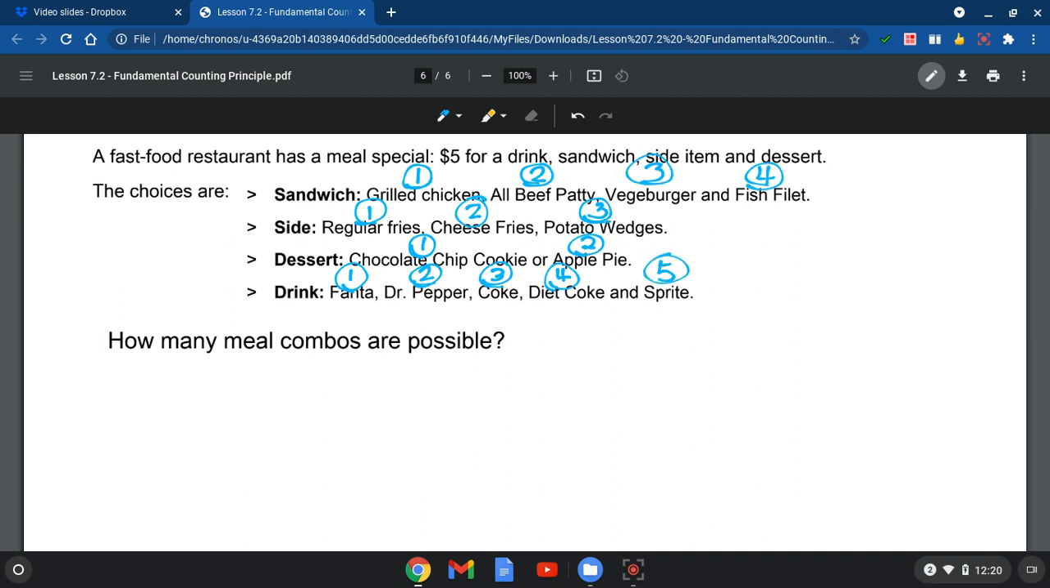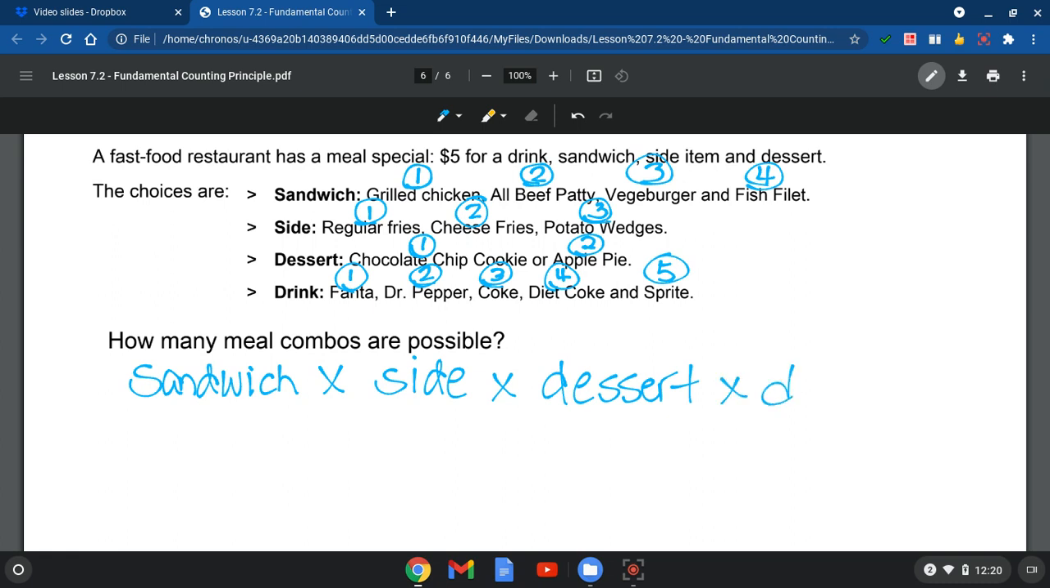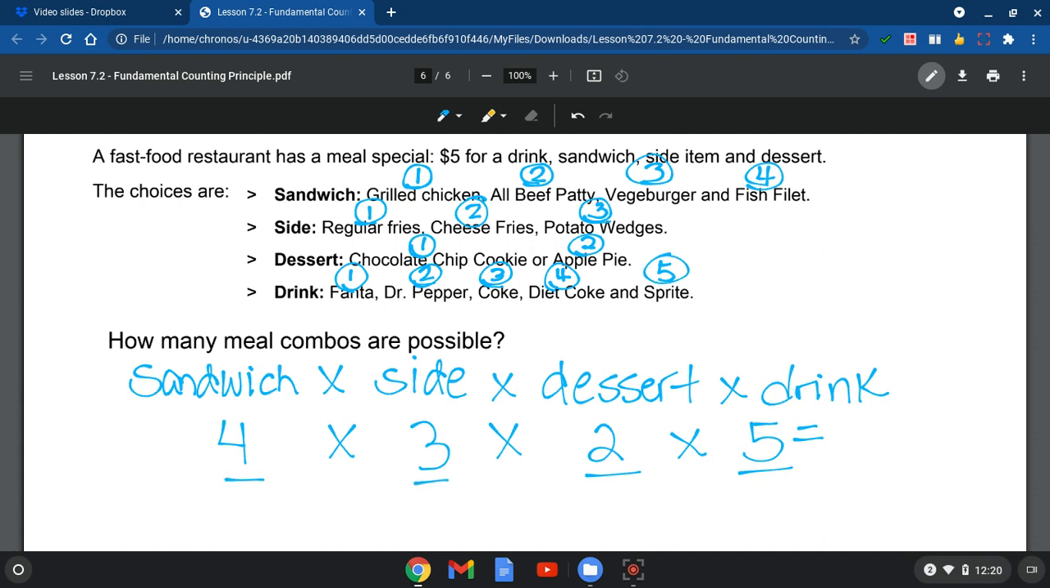So let us multiply each of these. We will multiply the sandwich times the side times the dessert times the drink to give us our total number of outcomes. So 4 times 3 times 2 times 5. I will multiply 2 times 5 to give me 10 first, 4 times 3 to give me 12, and 12 times 10 will give me 120 possible combos.